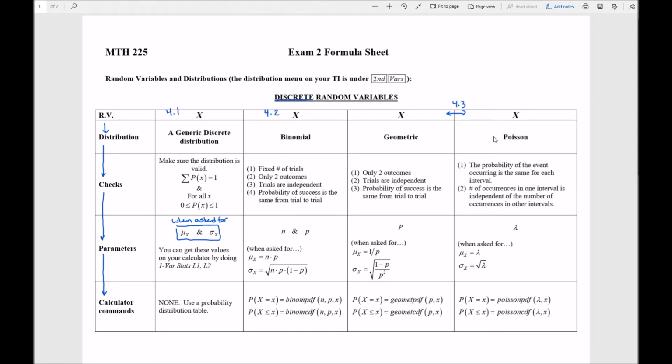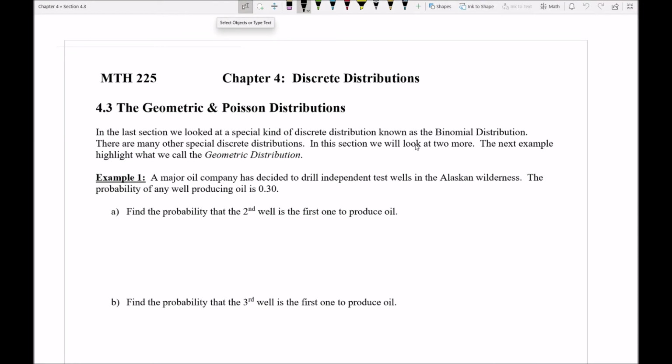Now, there are many other discrete distributions besides the ones listed here, but these are going to be the focus for our course. We're going to start by taking a look at the geometric distribution and see generally how this distribution behaves and how it is similar to and different from the binomial. Well, let's take a look here at example number 1.